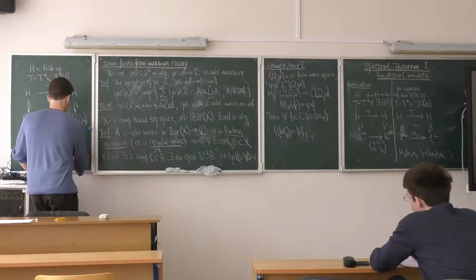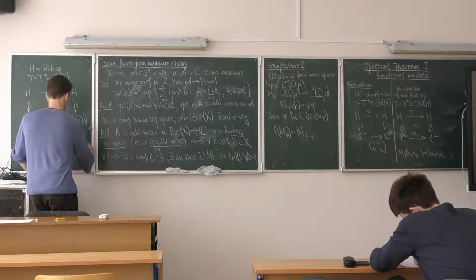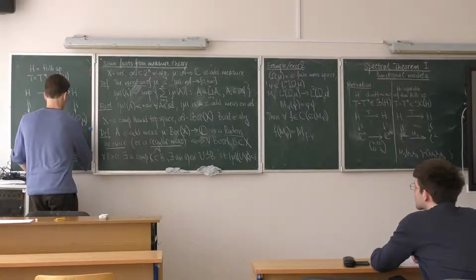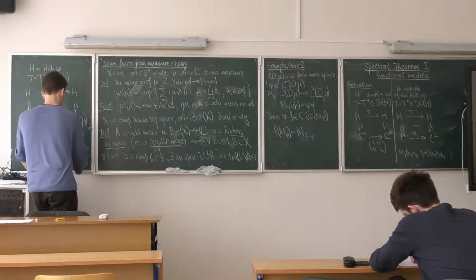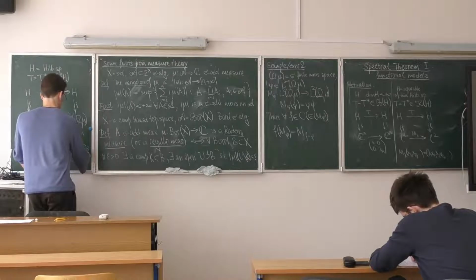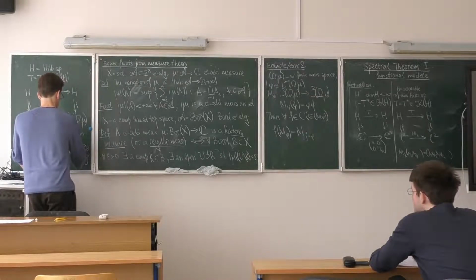So this is B, this is K, and this is U. Then, in some sense, U minus K is small. Its measure, its variation, is small.